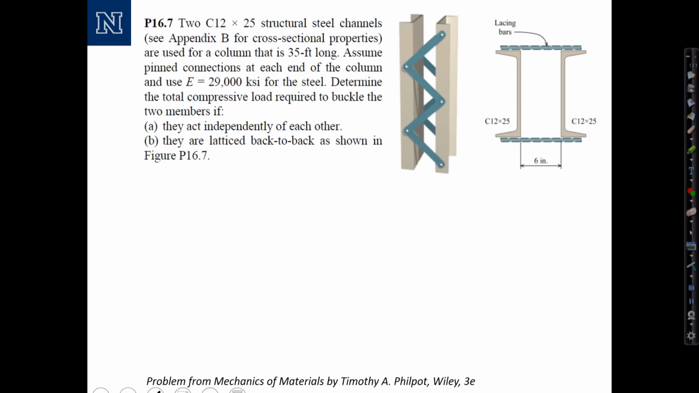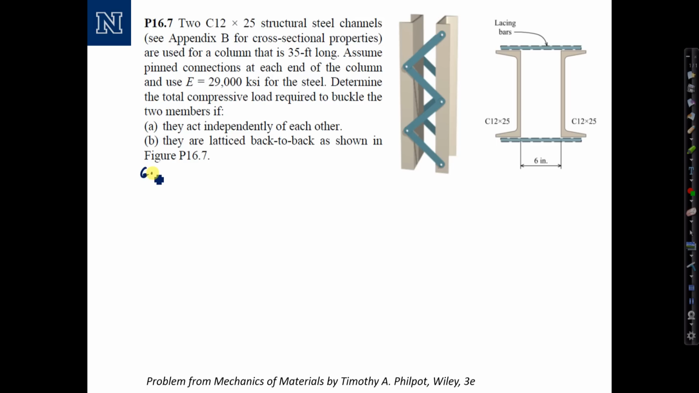The problem statement reads, two C12 by 25 structural steel channels with the illustration shown are used for a column that is 35 feet long. Assume pin connections at each end of the column and use E equals 29,000 KSI for steel. Determine the total compressive load required to buckle the two members if A, they act independent of each other, or B, they are latticed back to back as shown in the figure.